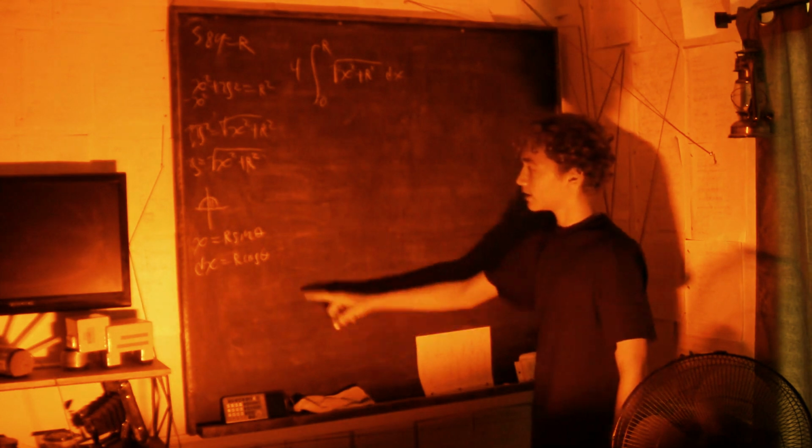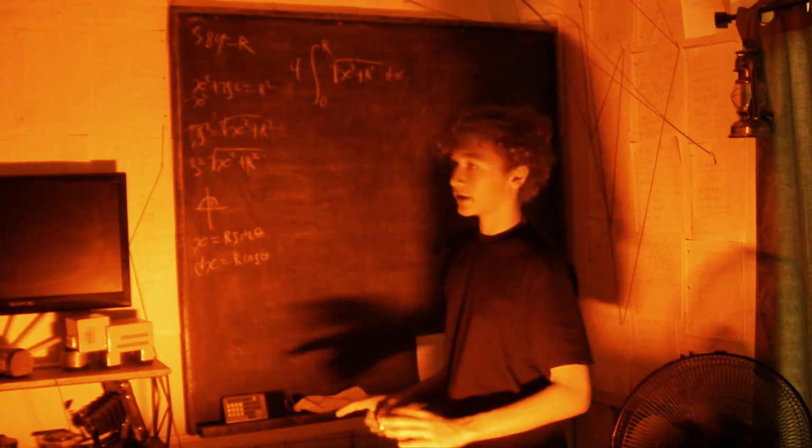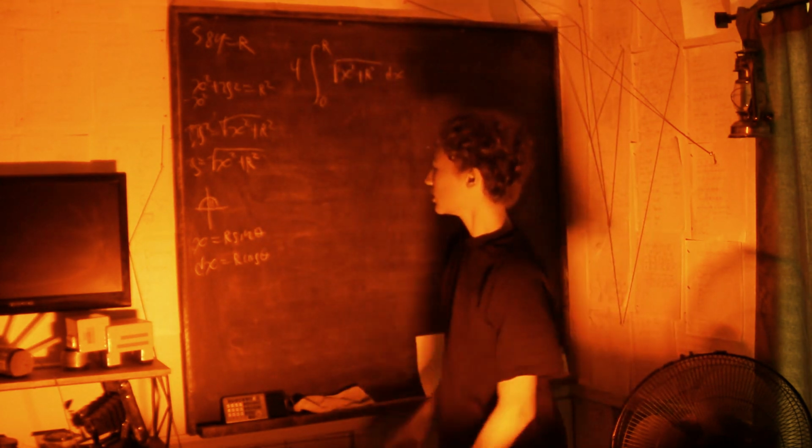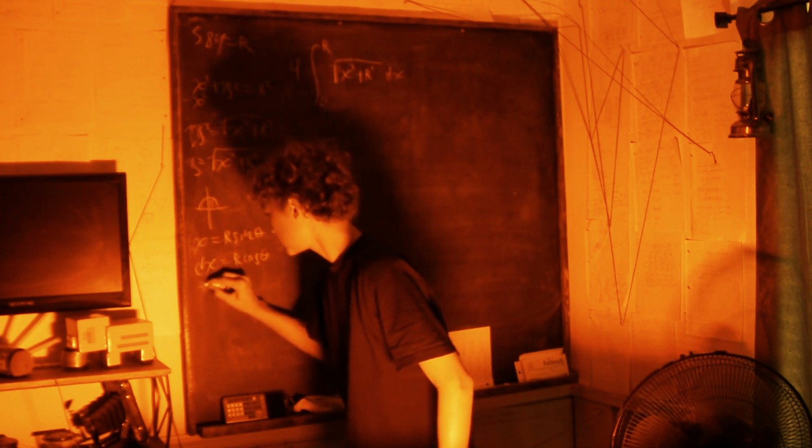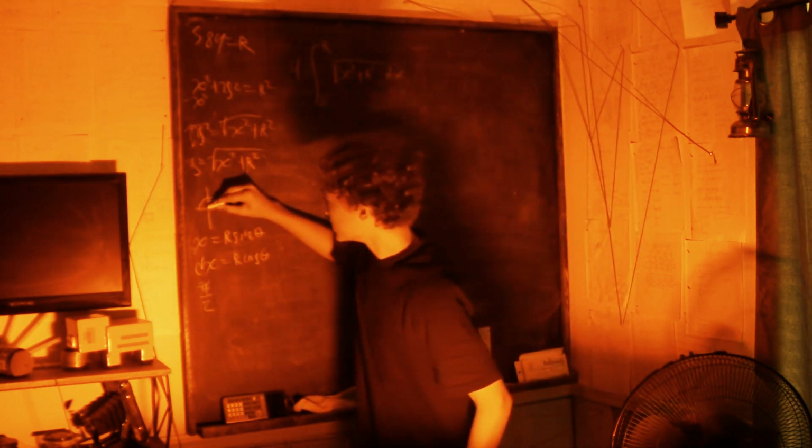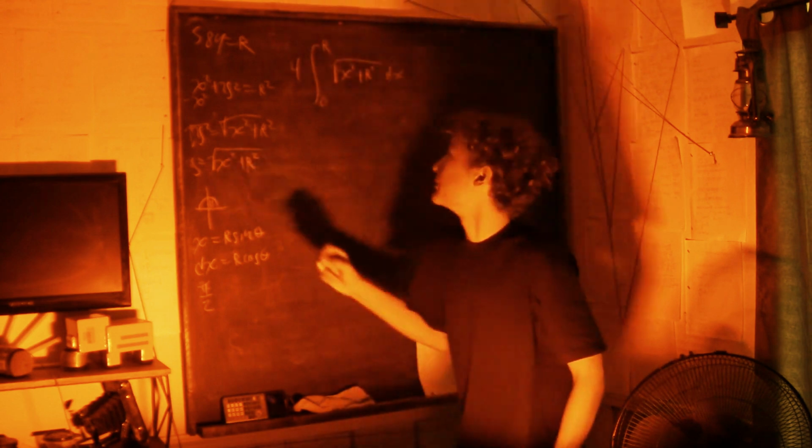Oh, and yes, if we are integrating with respect to theta, we have to change the upper limit r to pi over 2 radians to signify 90 degrees, because it's going 90 degrees that way. Does that make sense? Alright.